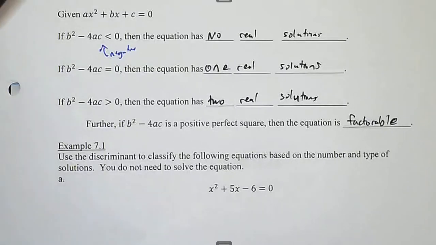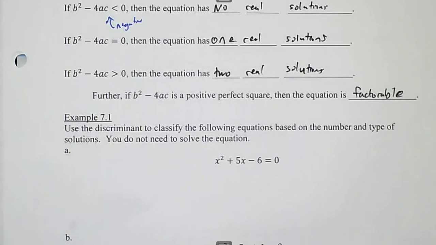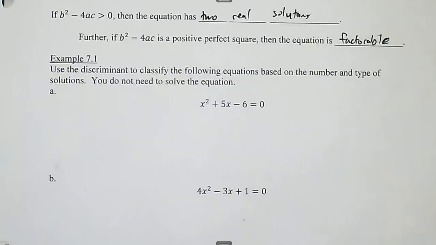So let's see how to do this. We're going to use the discriminant to classify the following equations based on the number or type of solutions. Quite often, we are interested in the type of solutions and the number of them, but we're not actually interested in the solution itself. This has ramifications well beyond algebra, pre-calculus, and calculus. We are interested not necessarily in the answer, but in how many there are and of what type.